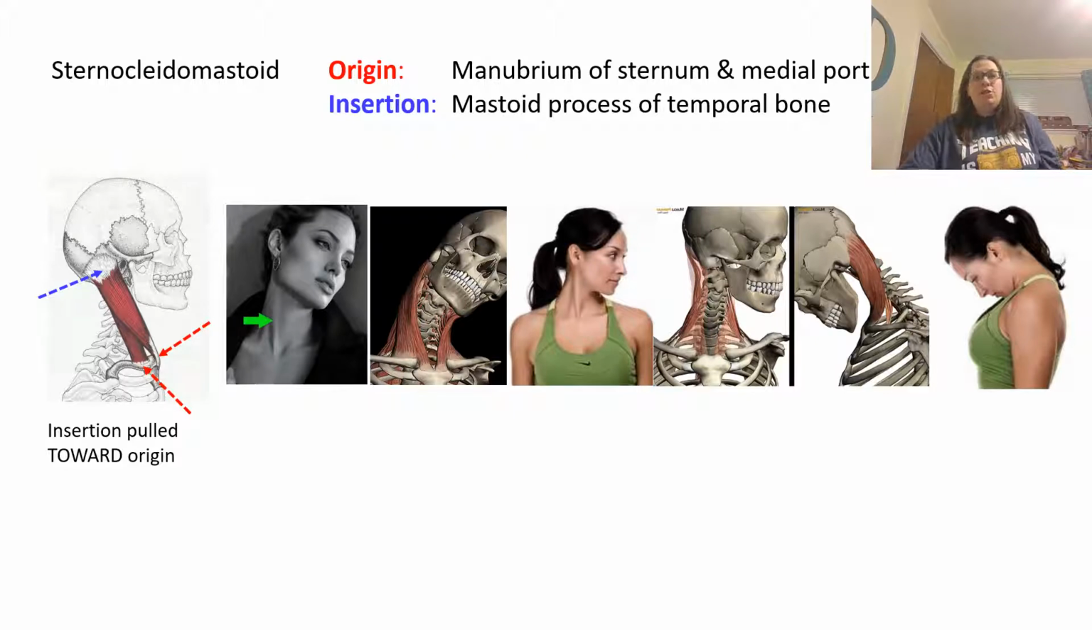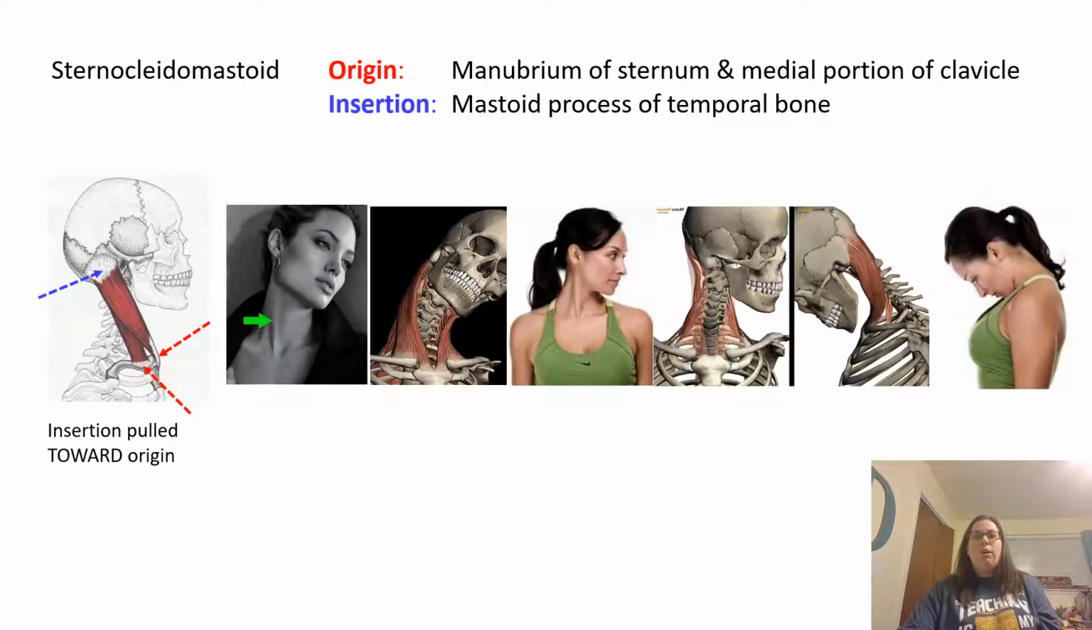When we look at the sternocleidomastoid, we see that the origin is on the manubrium of the sternum and the medial portion of the clavicle. The insertion is on the mastoid process of the temporal bone. So again, when we move our head, the head is what's moving, not the actual clavicle and sternum. The head is what's moving in those directions.